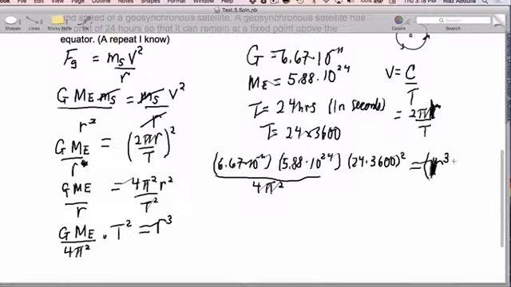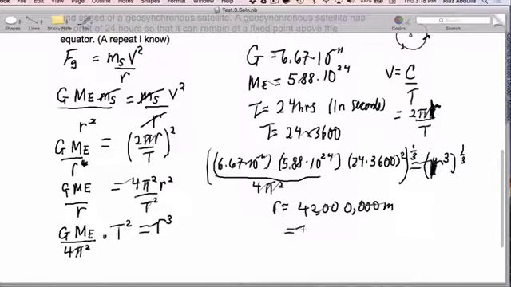So to isolate r, we're going to take both sides to the 1/3 power. And when we do that, we're going to end up getting r equal to, when we round it, 42 million meters, or if you prefer, 42,000 kilometers. And this is rounded.